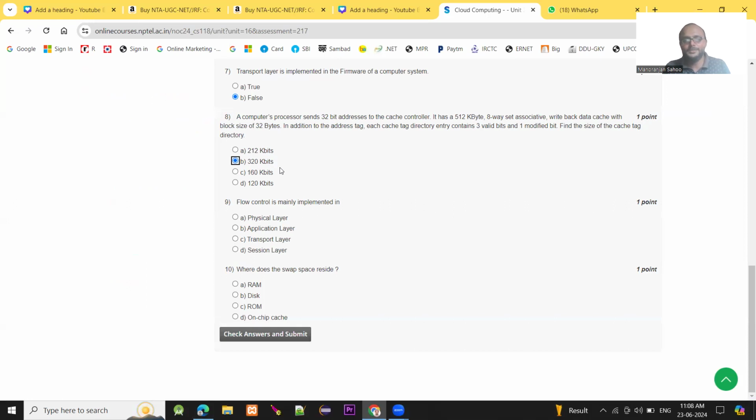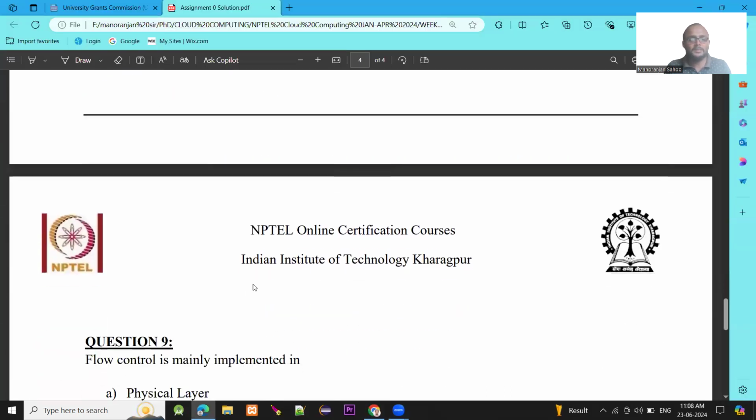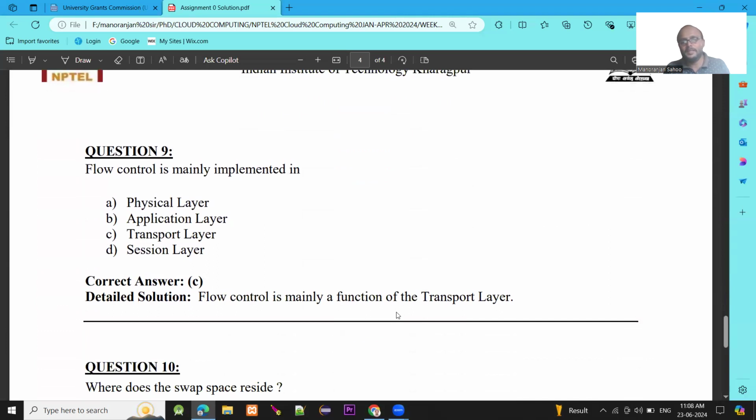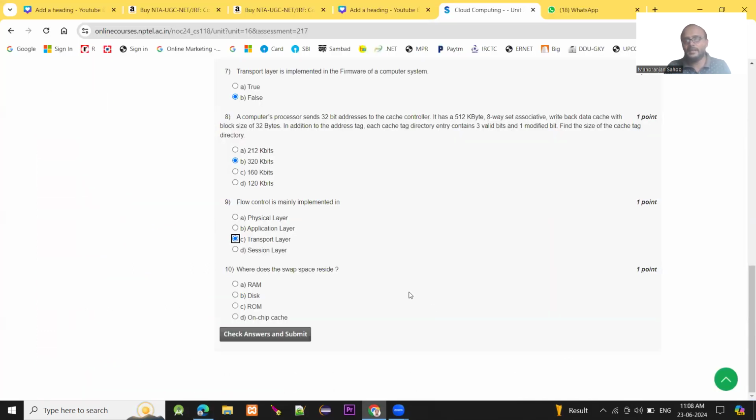I hope you understood. Moving to question number 9. Flow control is mainly implemented in the dash: physical layer, application layer, transport layer, or session layer. We know flow control is mainly implemented in the transport layer. The explanation of this question is that flow control is mainly a function of the transport layer. So option C is the right answer.